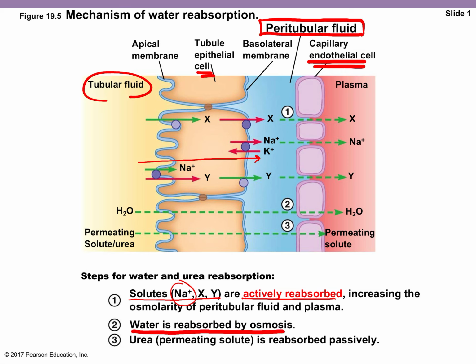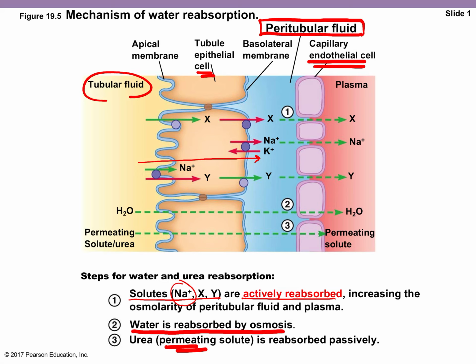So water is reabsorbed by osmosis. And one quick word, that urea is also going to be a solute that is contributing to the osmotic gradient. But in this case, it's a permeating solute. Don't worry too much about that. It's just going to contribute to the osmotic gradient along with our ions.